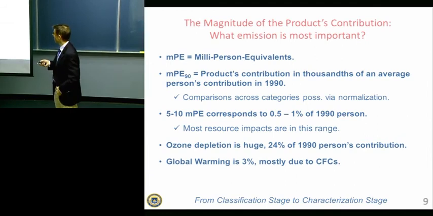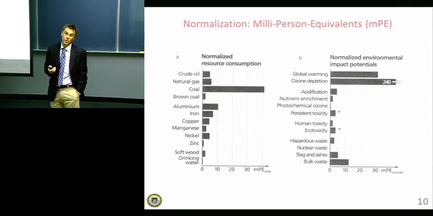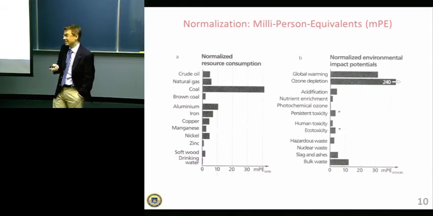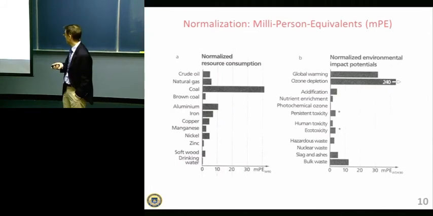Okay, so let's just take a look at this. Using the milli-person equivalent idea for the refrigerator, you see that global warming is somewhere around 30 milli-person equivalents. So that's about 3% of the average 1990 person's contribution to global warming.